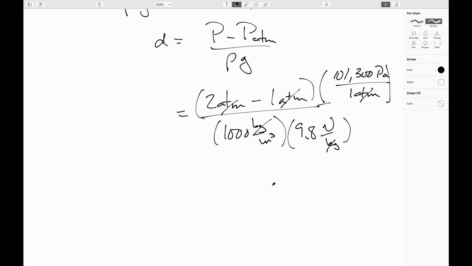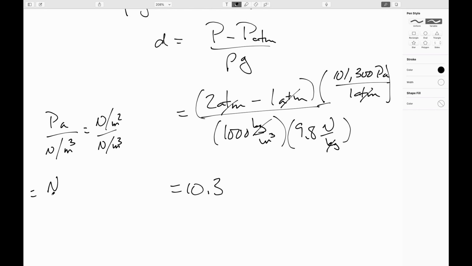You will get 10.3. We should probably grind through our units and make sure we're good. So we've got pascals over newtons per cubic meter, but we remember that a pascal is a newton per square meter. So if I rationalize my denominator, this is going to be newtons per square meter times meters cubed over newtons. Cancel, cancel, cancel, cancel. Yay, it's meters. Good. So a depth of 10.3 meters.